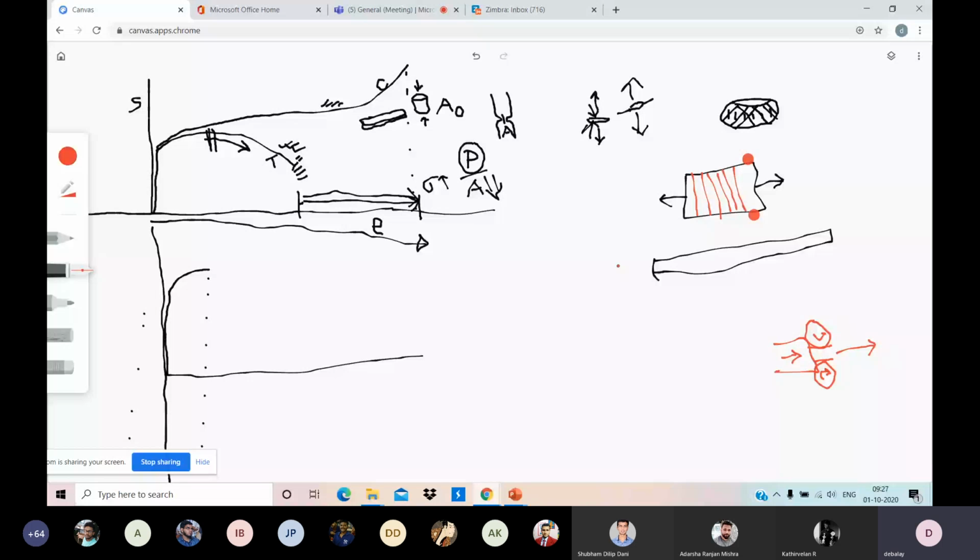Now in tension, when you do a tension test, you get an elongation, and we divide the elongation into two parts, you know. One is uniform elongation and one is post-uniform elongation. So you tell me, what is the benefit of uniform elongation? What is the importance of uniform elongation?